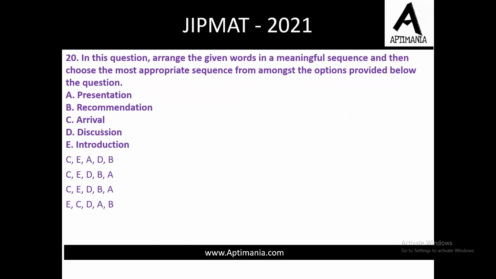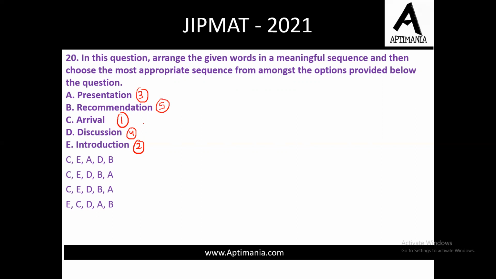Question number 20. In this question, arrange the given words in meaningful sequence and then choose the most appropriate sequence from amongst the options provided below the question. So the random order is presentation, recommendation, arrival, discussion, and introduction. So the correct order should be, first of all, arrival. सबसे पहले कहीं पे भी अराइव किया जाता है. सेकंड, आप इंट्रोड्यूस करते हैं, तो सेकंड शुड बी इंट्रोडक्शन. थर्ड, यू स्टार्ट विद योर प्रेजेंटेशन. फोर्थ, वी हैव डिस्कशन ओवर दैट प्रेजेंटेशन, एंड फाइनली कम्स द पार्ट ऑफ रिकमेंडेशन.